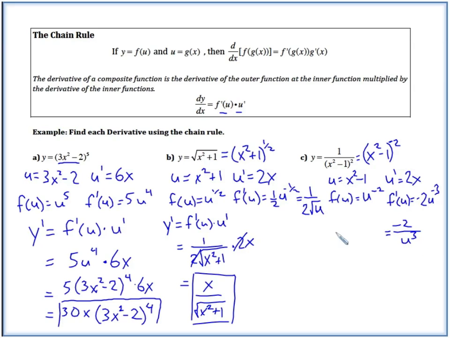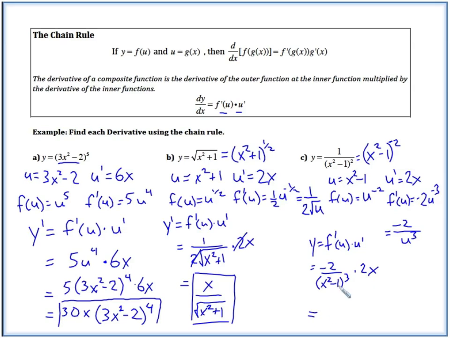Okay, so let's go ahead and apply the chain rule now. So we get y prime equals f prime of u times u prime. And then we're going to substitute everything in. So f prime of u is negative 2 over u cubed. And we're just going to substitute u in here. x squared minus 1 cubed times u prime, which was 2x.